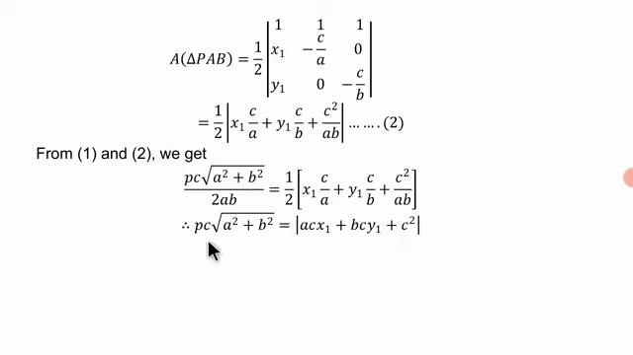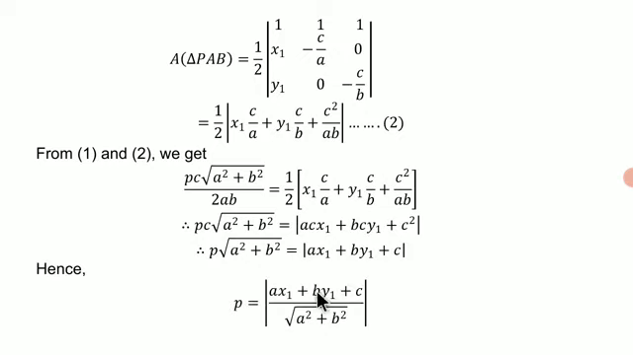And so here c, c get cut, we get p into square root a square plus b square is equal to ax1 plus by1 plus c. And so p is equal to modulus value of ax1 plus by1 plus c divided by square root of a square plus b square. This is the distance of point (x1, y1) from the line.